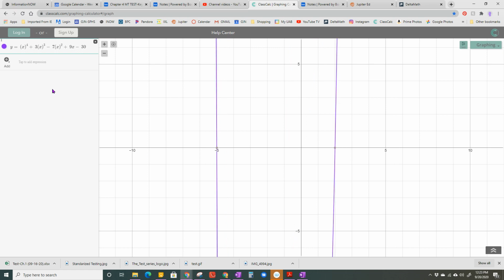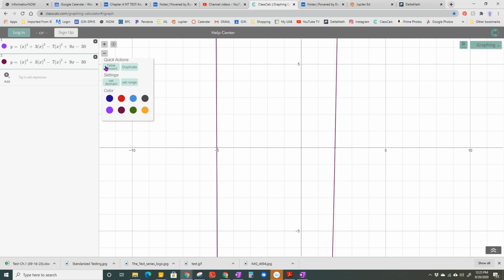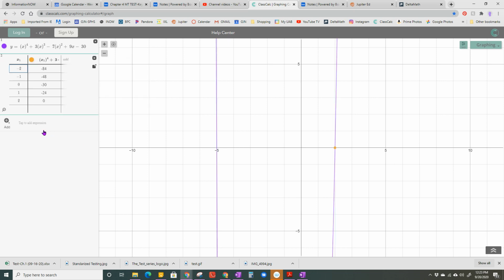Now, I have the graph, but I'm going to act like I don't have that graph. And if you long press on that, then I'm going to duplicate it. And then when I come here, long press again, and I'm going to convert it to a table. And you don't have to duplicate it. I do, because then I get to still see the graph.